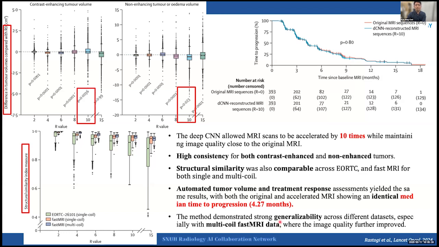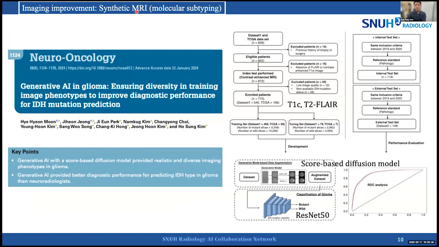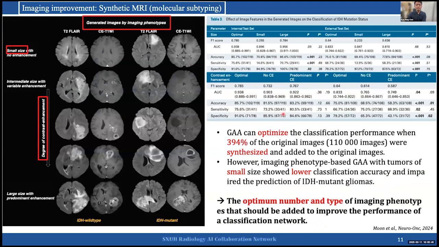The next one is about synthetic MRI and improving diagnostic performance for molecular subtyping. They developed generative AI using a score-based diffusion model and used ResNet-50 as a classifier to predict the IDH genotype in diffuse glioma. They demonstrated the generated images according to image phenotypes: one, tumor size, and two, degree of enhancement.